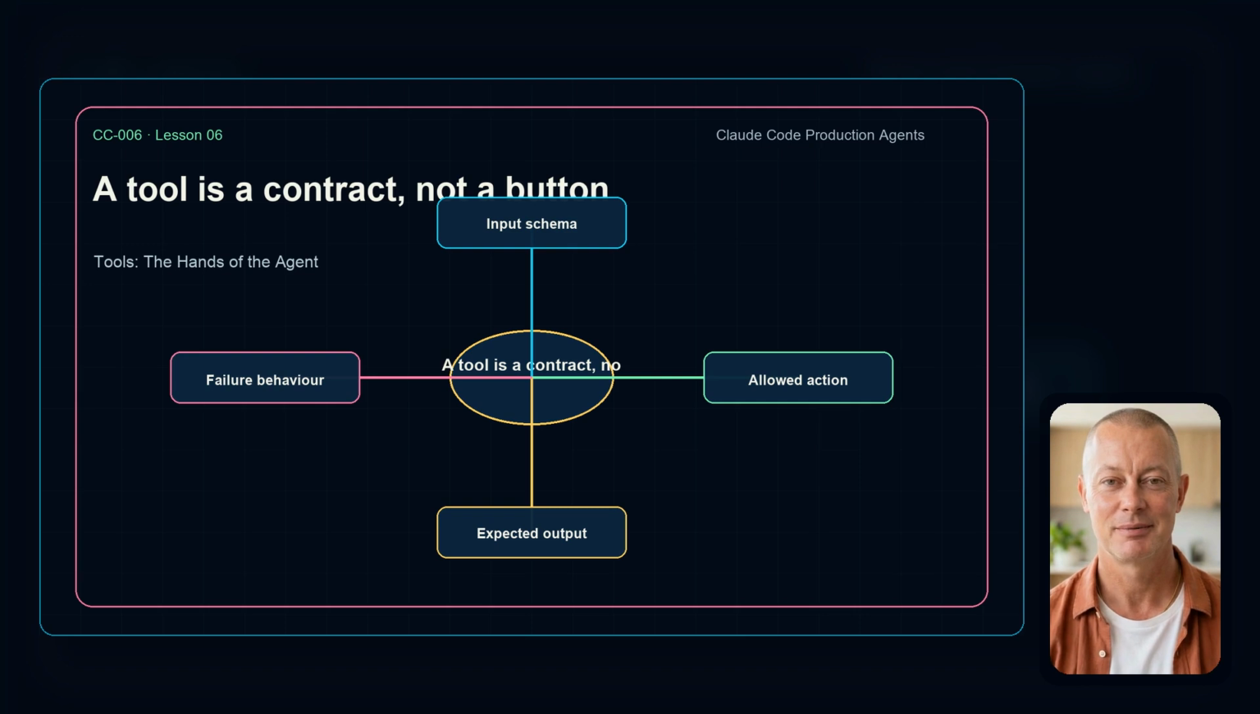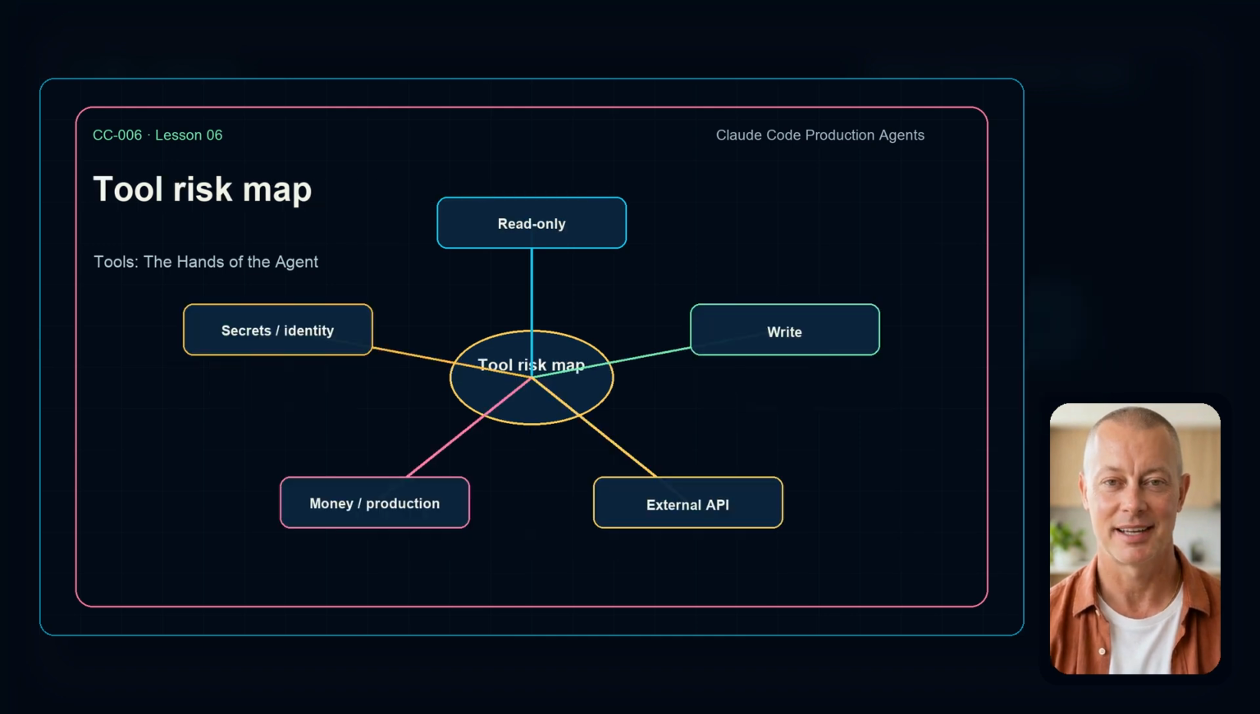The pain point is simple. Teams treat tools like buttons: a search tool, a file edit tool, a shell tool, an API tool. But in a production agent, a tool is not a button. A tool is a contract. It defines what the agent may ask for, what the system will do, what evidence comes back, and what failure looks like.